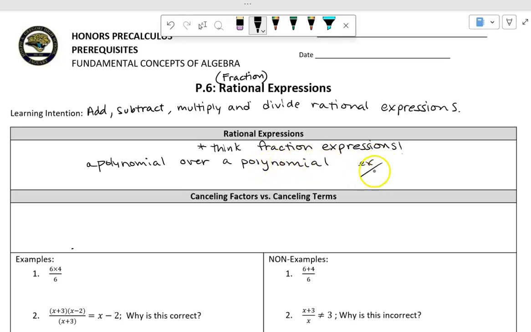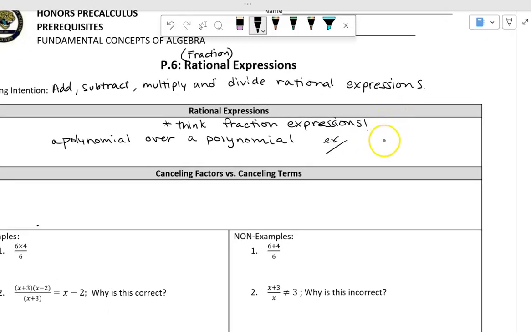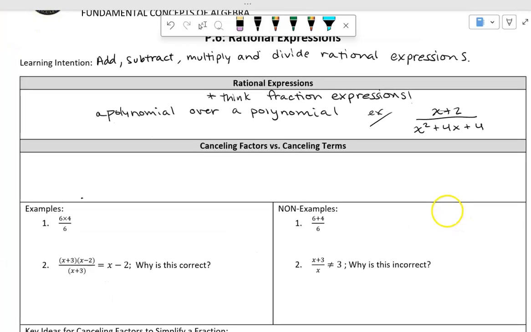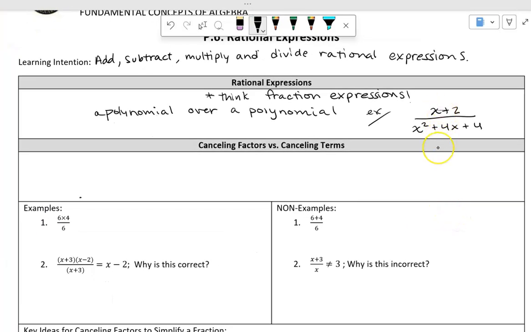For example, a polynomial is just like a normal problem you might see involving x's. So a polynomial on top could look like x plus 2. X plus 2 is a polynomial. On bottom, it could be x squared plus 4x plus 4. Basically, any of the things you see in algebra, those are polynomials for the most part. So we put a polynomial over a polynomial, and that is a rational expression. There's an example. We're going to be dealing with stuff that looks like that.